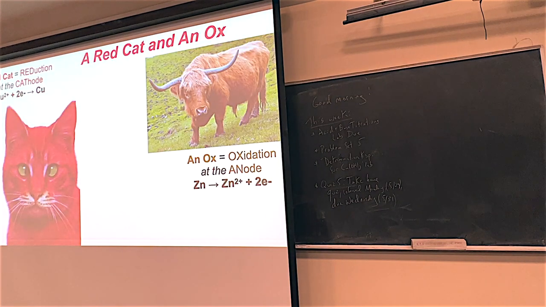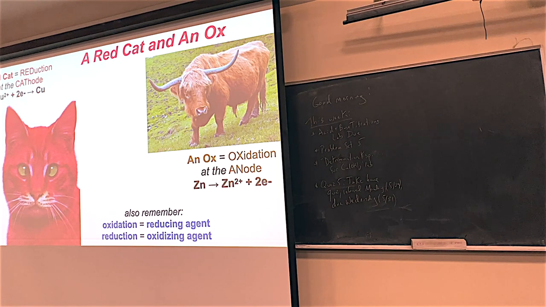There's lots of ways to remember reduction and cathode, and this poor red kitty. Red cat is another term that's used for reduction at the cathode, and you can have an ox with red cat. Red cat: reduction, cathode. An ox: anode, oxidation. Again, I still like the vowels versus consonants, but not everybody agrees with me. Imagine that. But anyway, these are all just different ways to help you remember these terms. Also, I get to show the cute red cat.